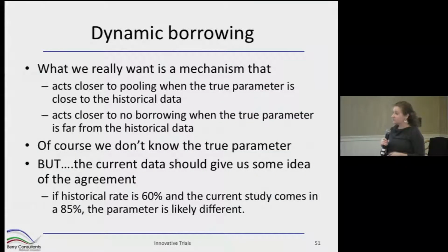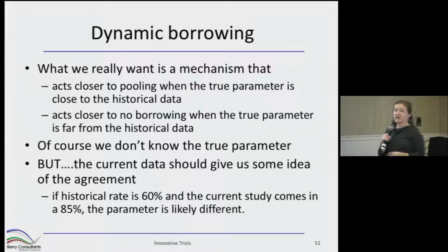So how do we choose a weight for W? How do we know what's the right way to weight the historical data? What we would really like is a mechanism such that if the true parameter is close to the historical data, we borrow a lot and put a lot of weight on that historical data. But if our true parameter is different from the historical data, we would like to downweight that data and not count it quite so much. The problem, of course, is that we don't know what the true parameter is, so how do we decide?